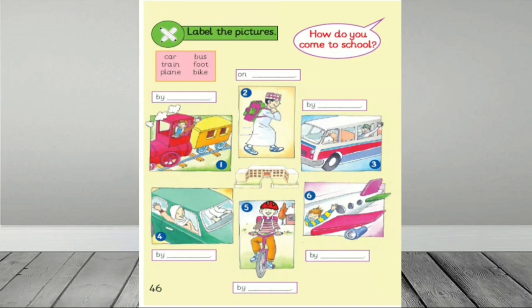Are you ready to write? Good. حان وقت الكتابة. Now label the pictures. Look at number 1. How do you come to school? By train. Very good. By train. What about number 2? How do you come to school? On foot. Now look at number 3.